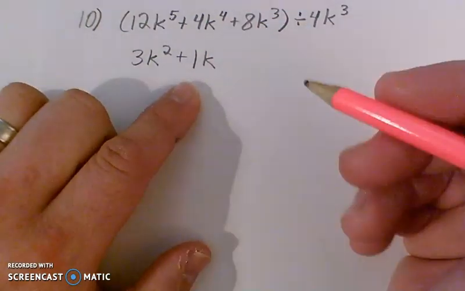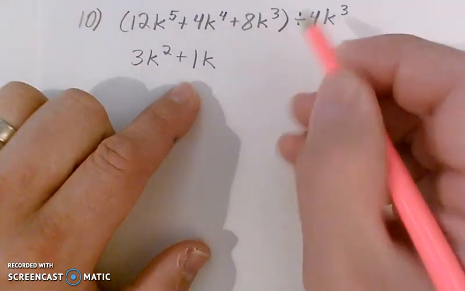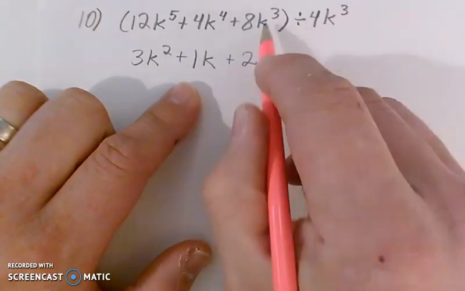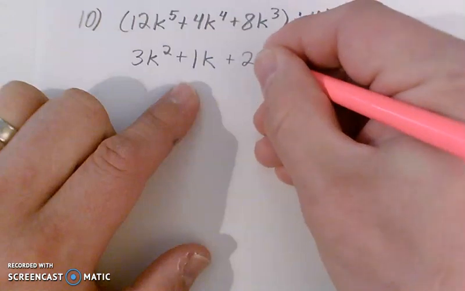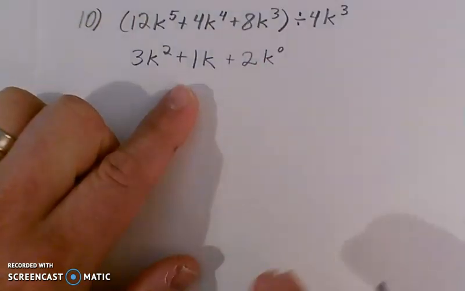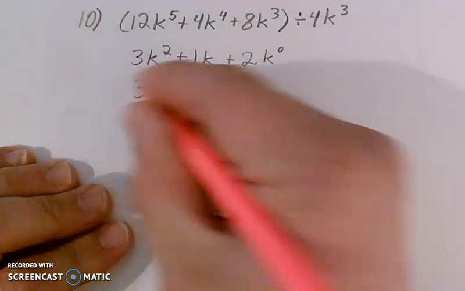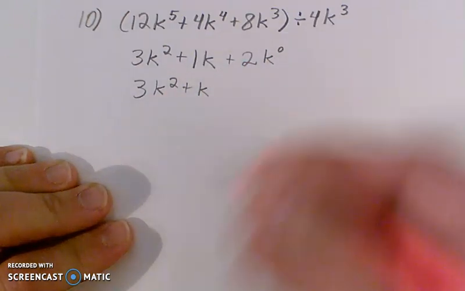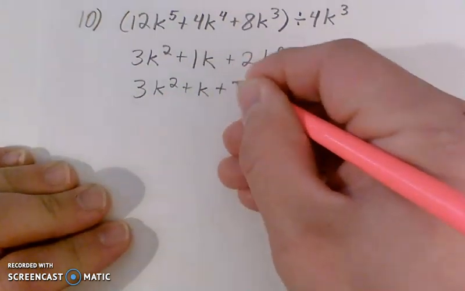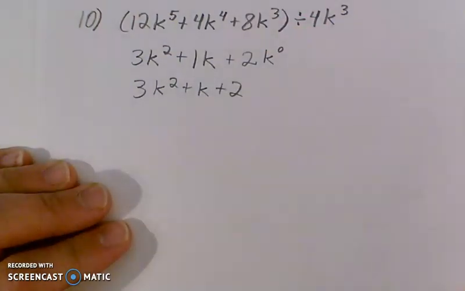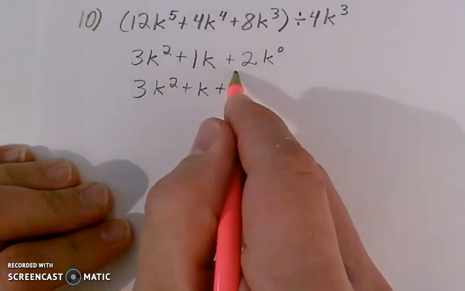Now on this last one, here's what's going to happen. 8 divided by 4 will be 2. But k to the 3rd divided by k to the 3rd will be k to the 0 power, which would actually equal 1. Typically, you wouldn't even write that. As my whole answer, I just have 3k squared plus 1k, or just put k, plus 2. A lot of y'all would go straight from here to the last step because the k cubes canceled, as a matter of fact.